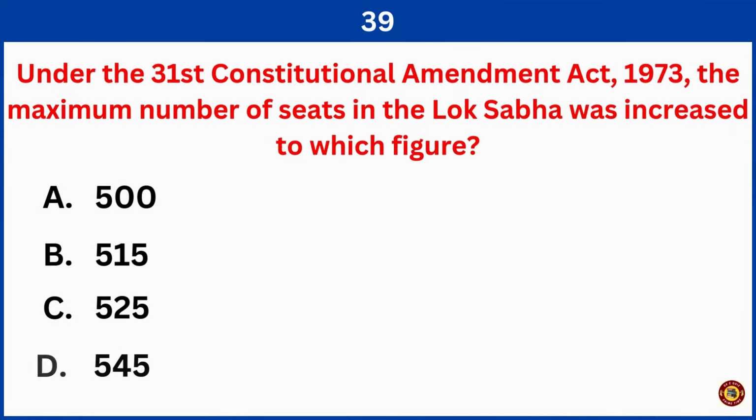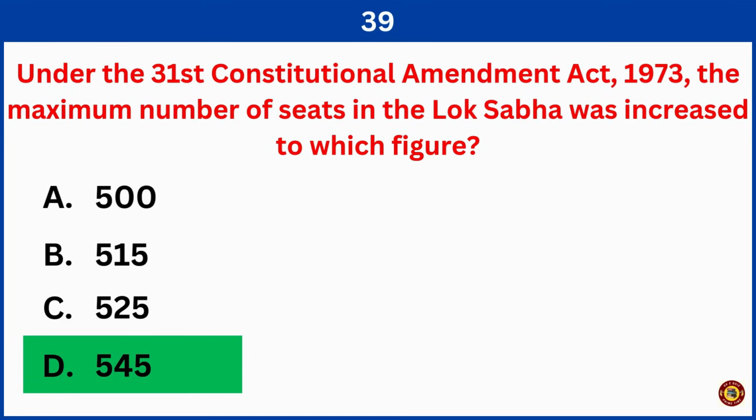Under the 31st Constitutional Amendment Act 1973, the maximum number of seats in the Lok Sabha was increased to which figure? Right answer is option D, 545.